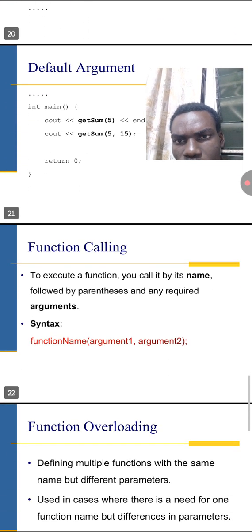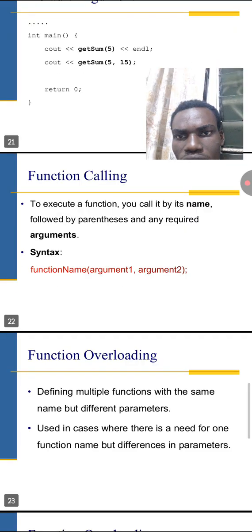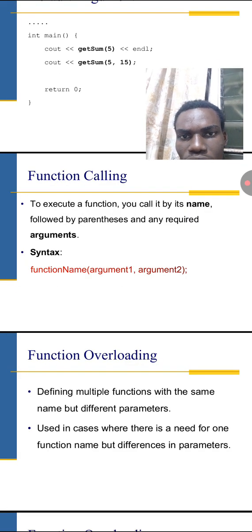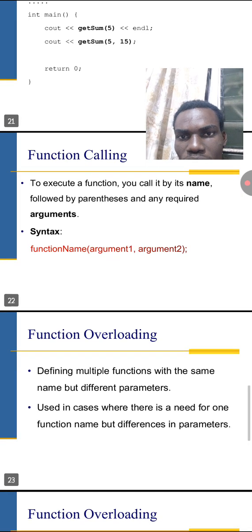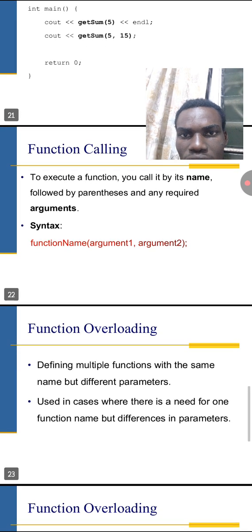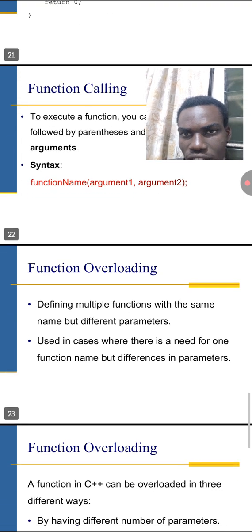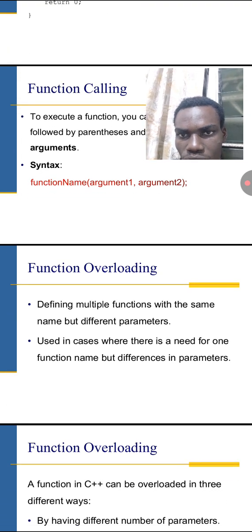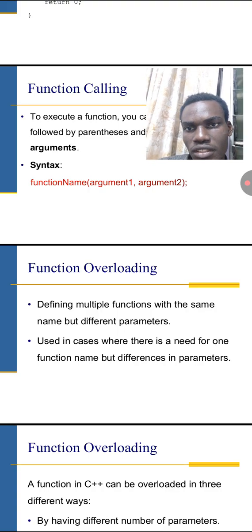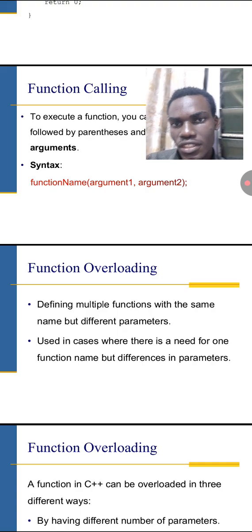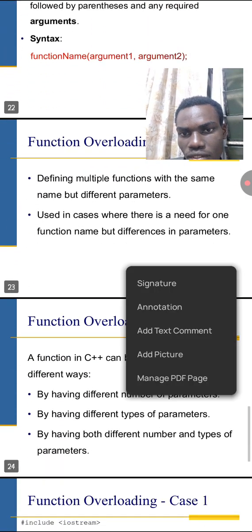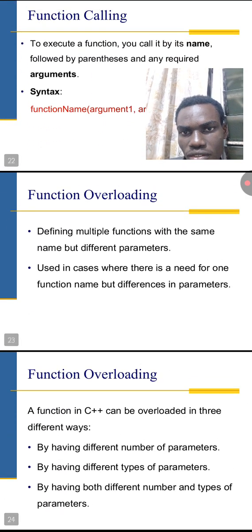Now let's look at function calling. To execute a function, you call it by its name, followed by the parentheses and any required arguments. So this is a simple structure. If you want to call a function, you first have to have the function name and then the parameters in it.